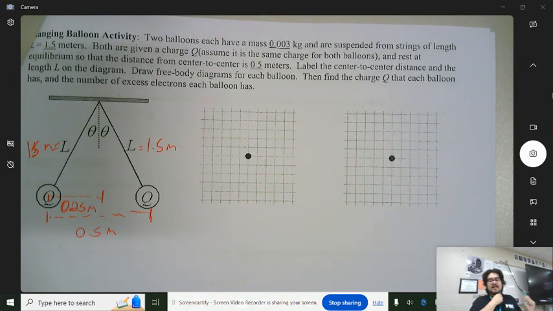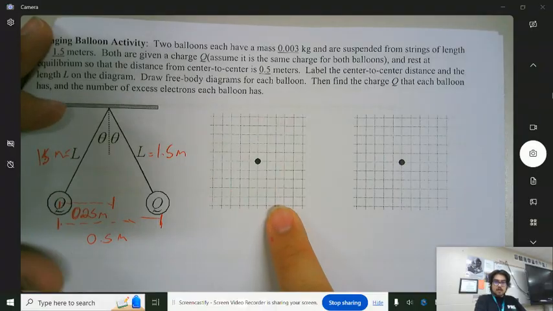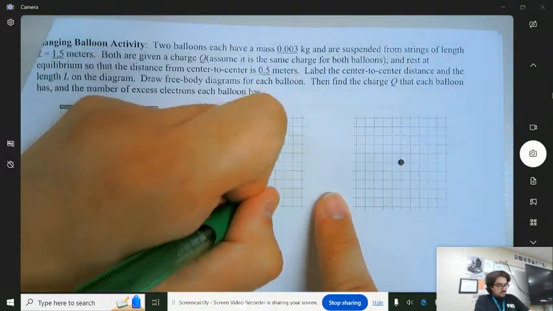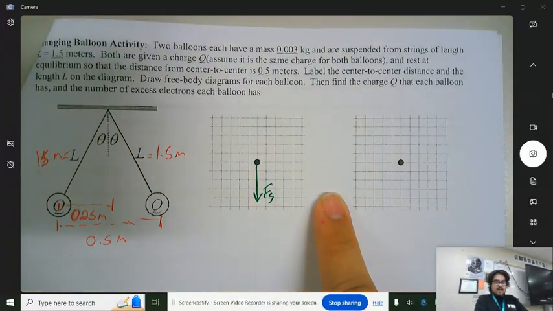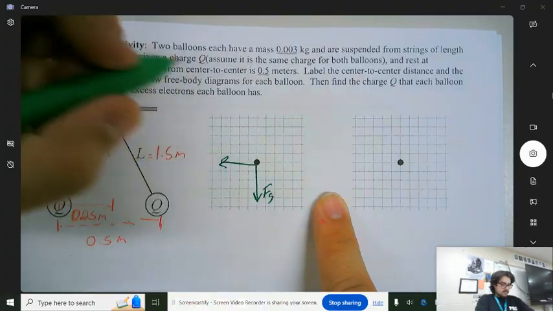We need to draw a free body diagram first and foremost for all of them. This is probably the easiest thing to do. So for the left balloon, we should have gravity going down. We should have the electric force pulling to the left.